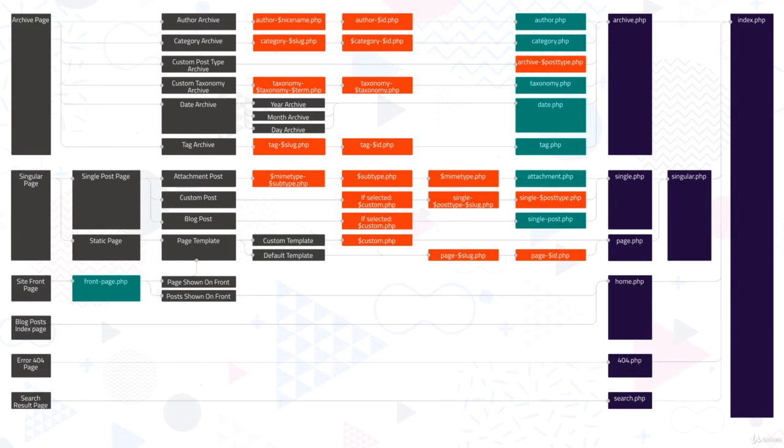But let's now try to use this diagram for the example we've seen in the last slide. So we wanted to display a category page, so it's an archive page, and it's a category archive. So WordPress will search for category-slug, as we saw, and then category-id, and then category.php, and then archive, and then index. And as you can see, index is the fallback for any unfound template.